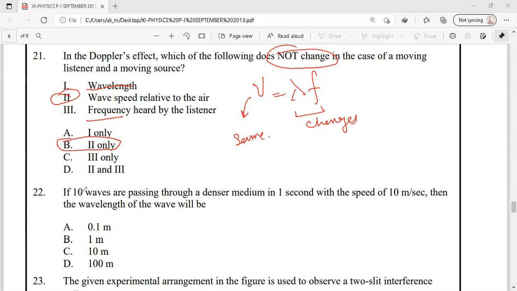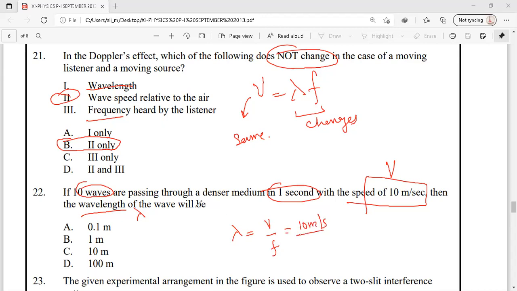Then we have question number 22. We have the number of waves, 10 waves, passing in a dense medium in 1 second, and the speed of the wave is 10 meters per second, and we have to find the wavelength λ. So λ equals v over f. v is 10 meters per second, while the frequency is 10 waves in 1 second, that equals 10 hertz. So the wavelength of this wave will be equal to 1 meter. So option B is our right answer.